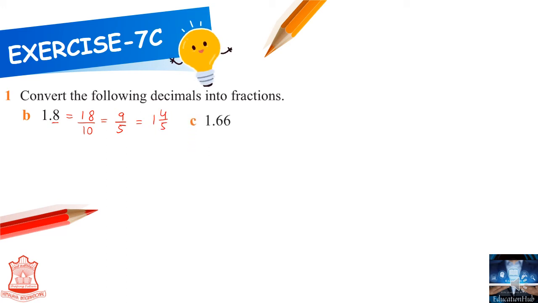Let's see one more part, that is 1.66. Again we are going to write 166 as it is without decimal. Now after the decimal we have 2 decimal places, that means we are going to write 1 with 2 zeros, that is 166/100. Now we are going to convert it into lowest form, that means we divide the numerator and denominator by 2, it will be 83/50, and this is again an improper fraction, so we need to convert it into a mixed fraction and it will be 1 33/50. I hope this is clear to you.